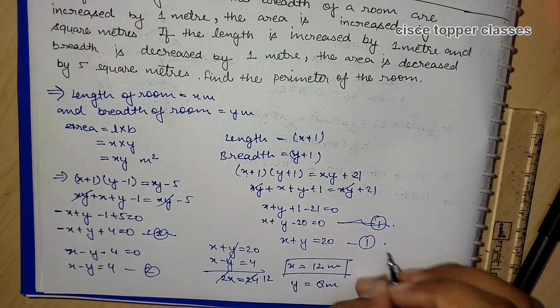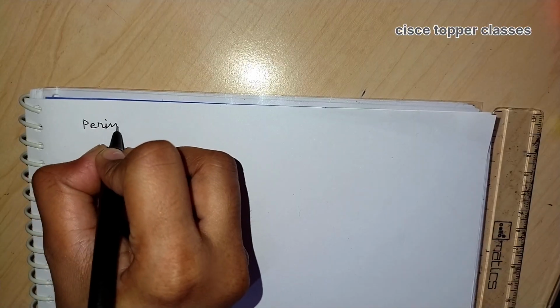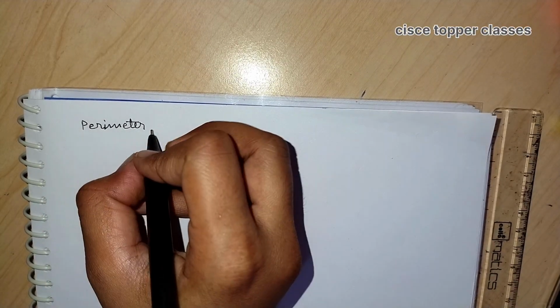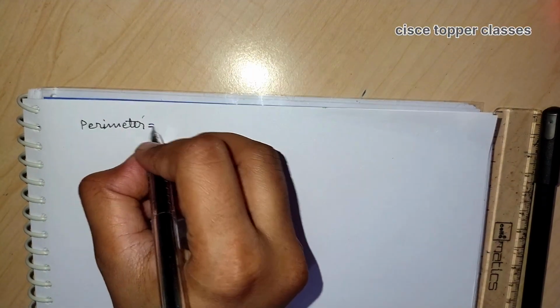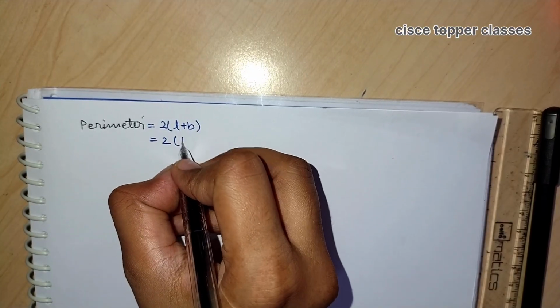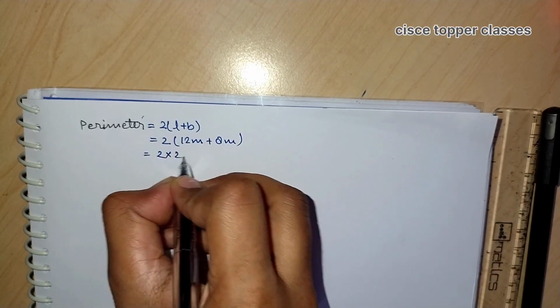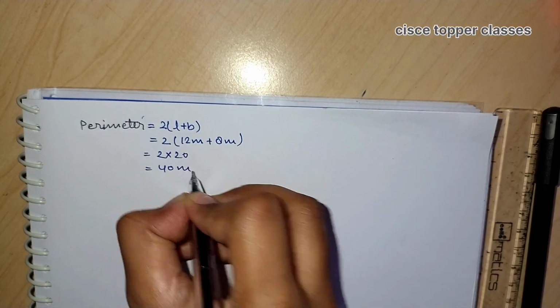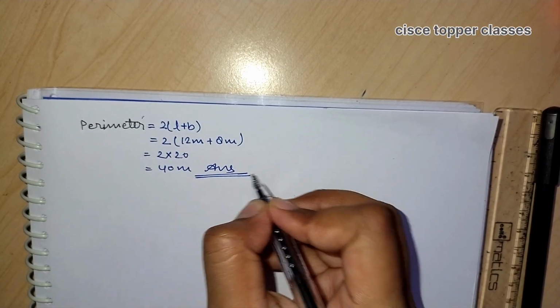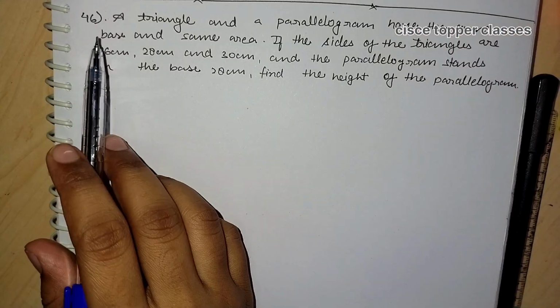In the next page we will do this. So here we can write the perimeter of the room. We can apply the formula 2 into length plus breadth. This will be 2 into 12 meter plus 8 meter, equal to 2 into 20, means 40 meter. So this is the final answer in this question, and this is the solution of the 45th question. Let us solve the 46th question.